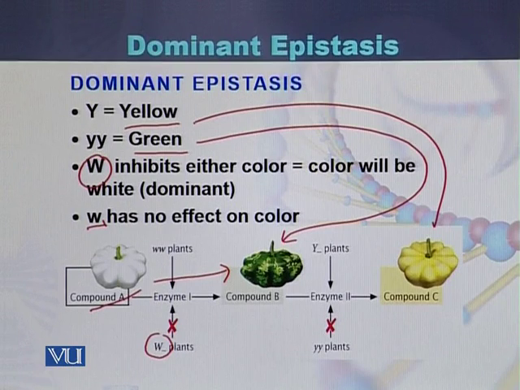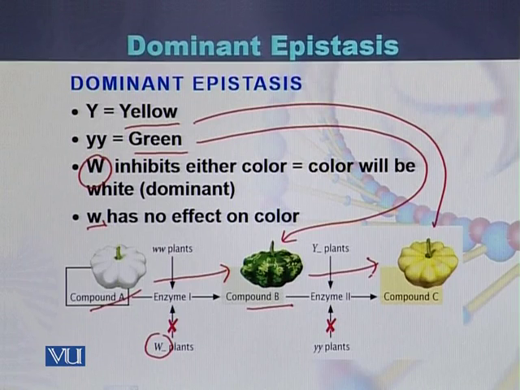The same is true in case of compound B, which is present in green summer squash. If there is the dominant allele of this gene, then it can be converted into the yellow color. Otherwise, this green color will not be converted into the yellow color. So in case of dominant epistasis, there are two different genes. One gene is for the yellow color, while the second gene is for the green color.